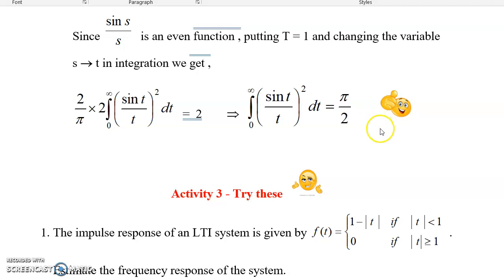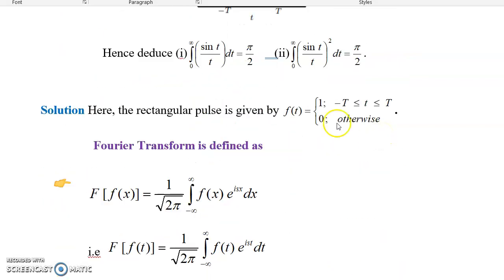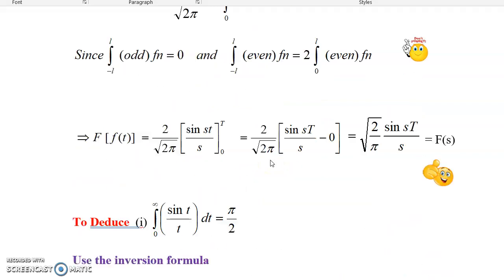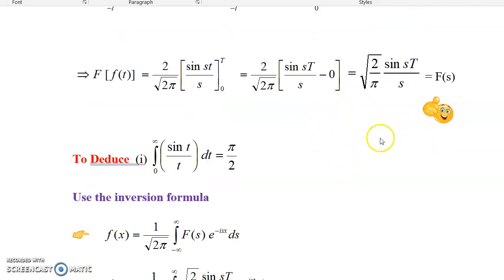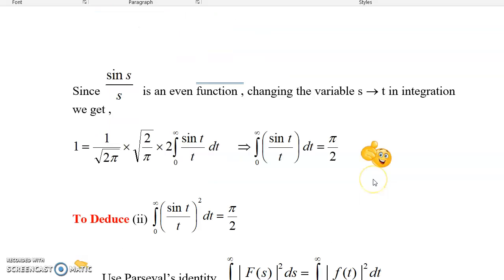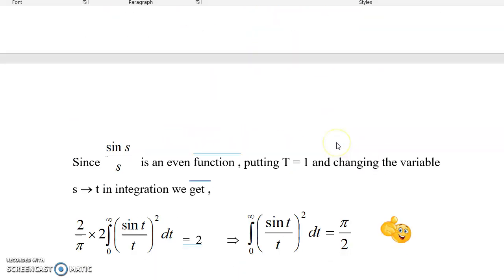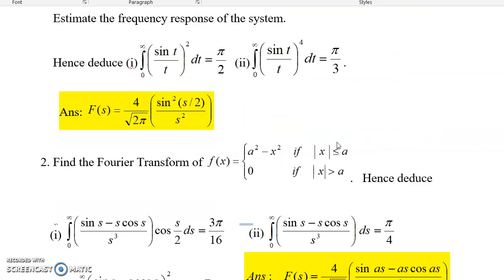So in this lecture we had seen how to evaluate a Fourier transform for a rectangular pulse. We evaluated the Fourier transform using the definition of Fourier transform. We got the answer as this, and using this answer we deduced two integrations. The first is this and the second deduction is this. So using the concepts whatever you have learnt, try out these problems.